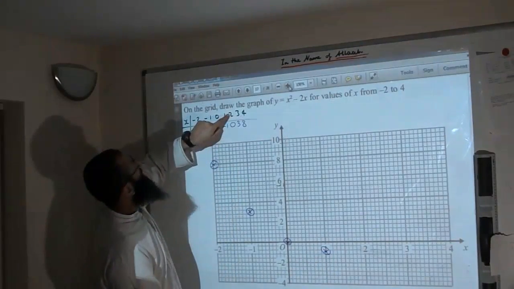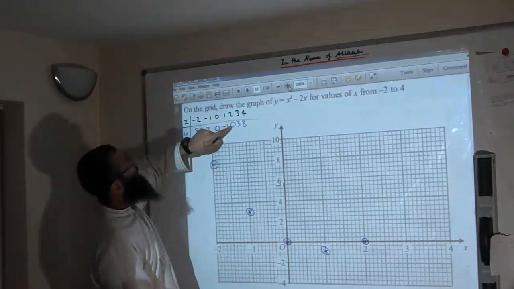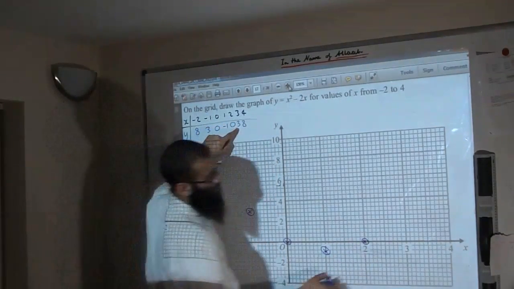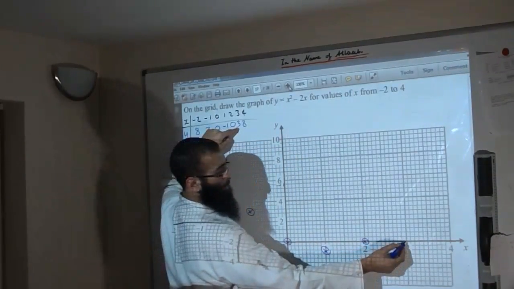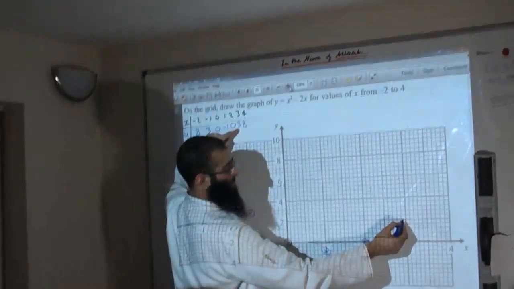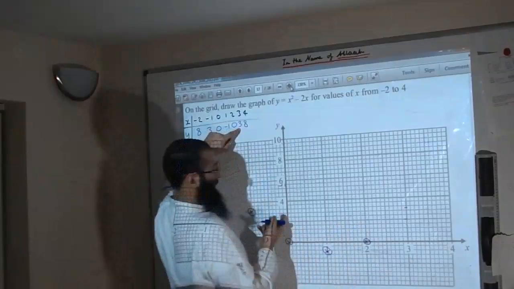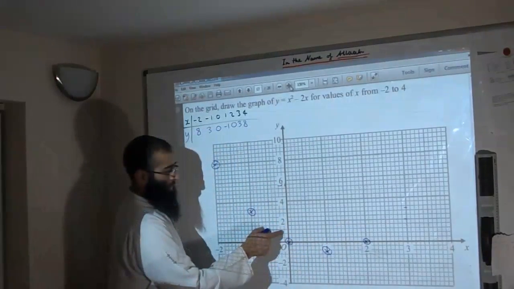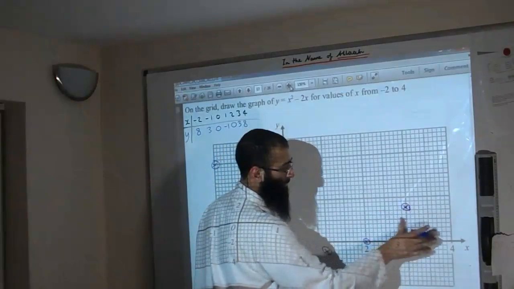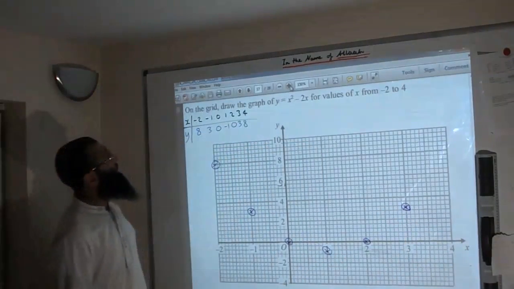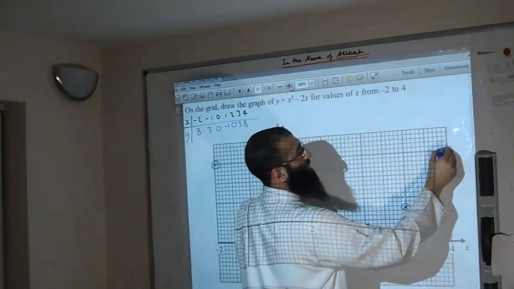When x is 2, y is 0. When x is 3, y is 3. Where's 3, folks? There's going to be 1, 2, 3, 4, 5, which is 2. Add another 2.5 squares to give you 3. Halfway to those 2. Yeah? Okay, now what about 4? 8. 4 is 8.